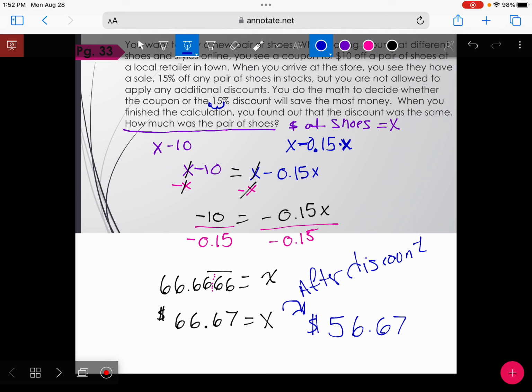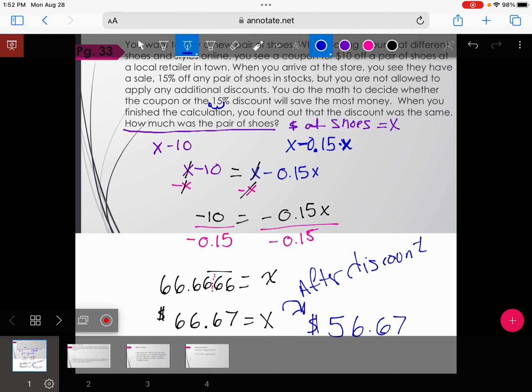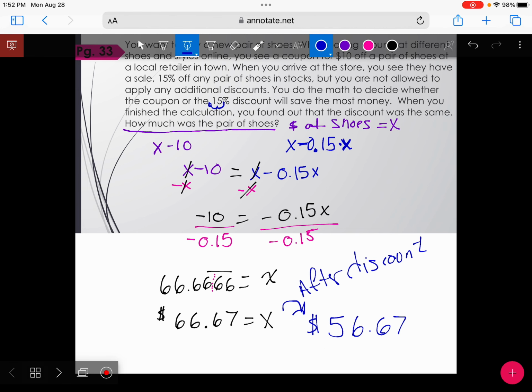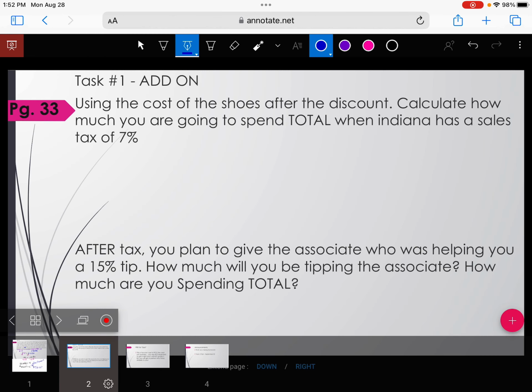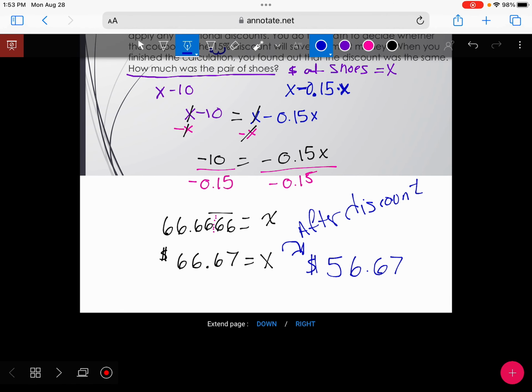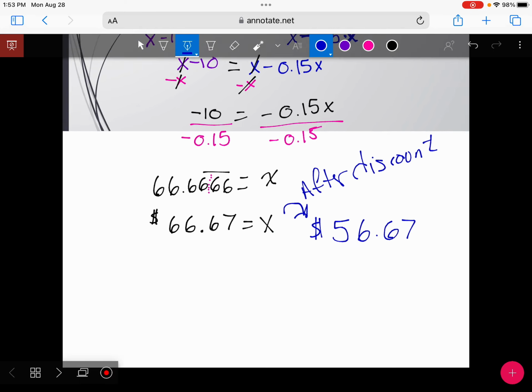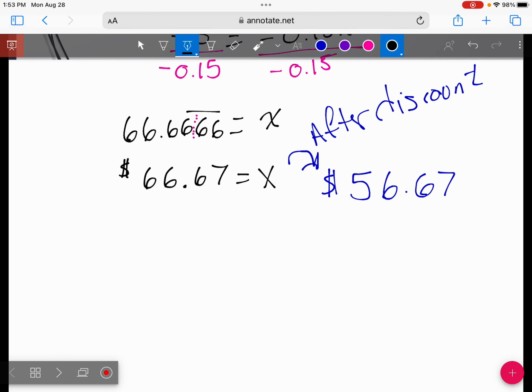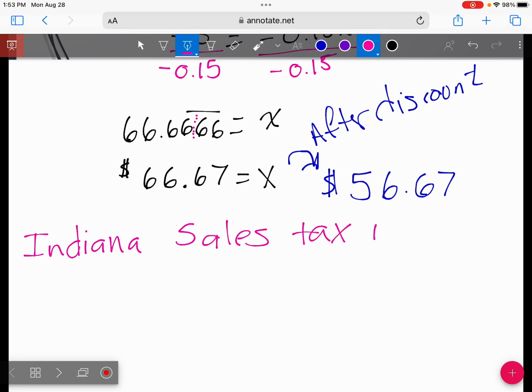So then what I want us to think about is with that $56.67, Indiana has a sales tax of, I forget how much. I'll put it back. I was just looking at, I wrote it down and I am doing it all on the same page. So this isn't written on your page, but I'm putting it down here. Indiana sales tax is 7%. How much are we going to be paying walking out the door?